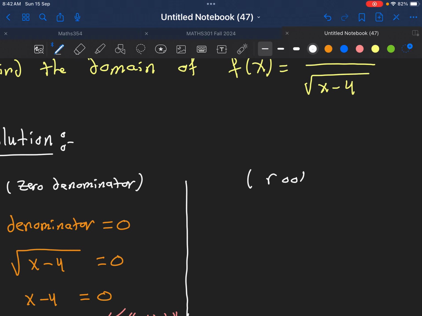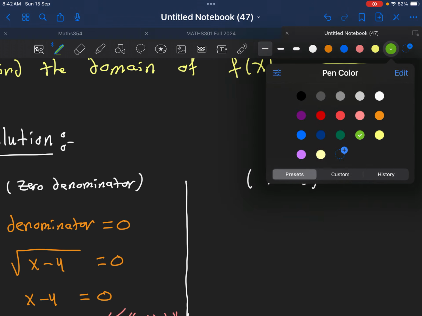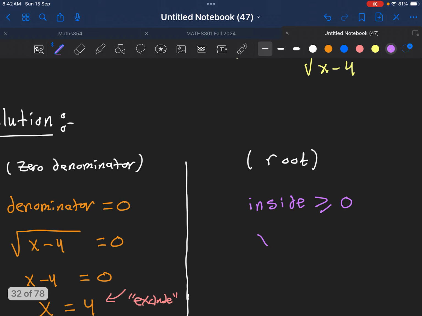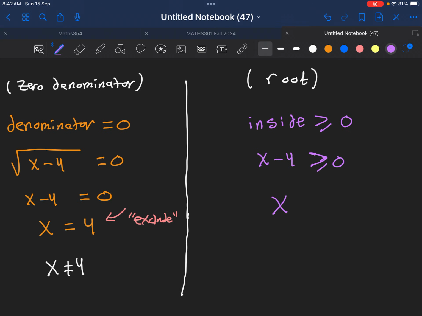Now the second problem in this question, which we also need to take care of, is that we have a root. How do we deal with something like a root? Well, we deal with it in that way. Let me use purple here. For the root, whatever is inside the root should be greater than or equal to 0. Now, what is inside the root? It is x minus 4 greater than or equal to 0. That means x greater than or equal to 4.